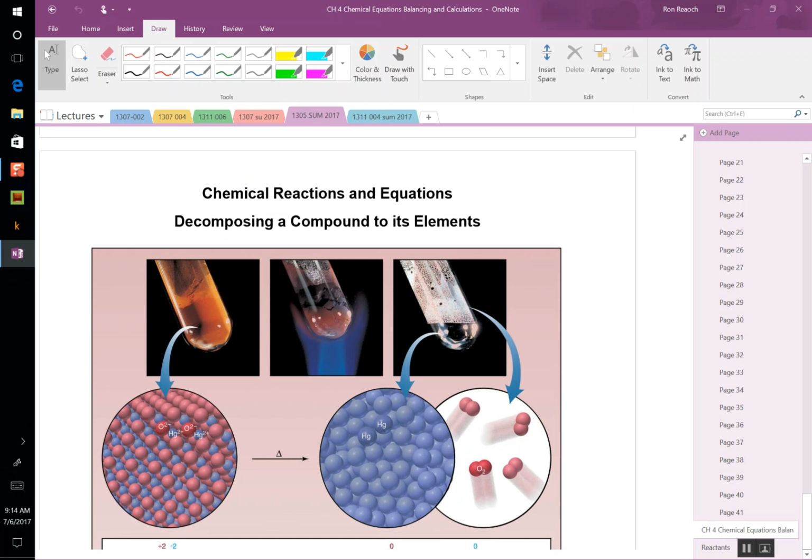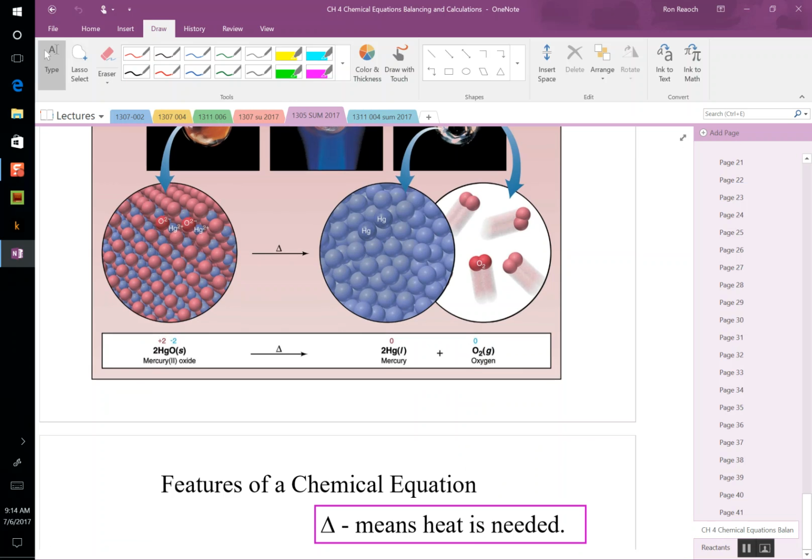All right, and they're just showing you it here. This is mercury 2 oxide, a kind of a red powder. Plenty of heat. You'll drive the oxygen away, and you end up with liquid mercury. You got to do that in a hood. You're boiling the mercury, so you're going to get a lot of mercury vapors coming off of there too. But that's a decomposition reaction.